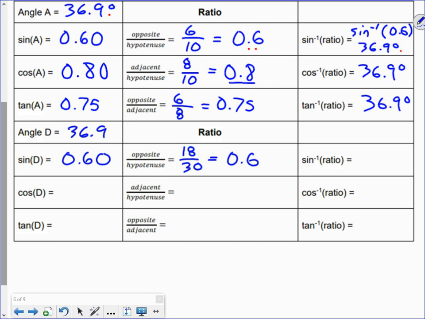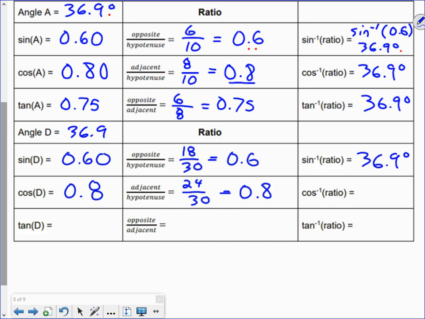Okay, so the ratio doesn't depend on the lengths of the sides. It's entirely dependent on what this angle is. If this angle is the same, that ratio of the sides is going to be the same, even if the sides are different lengths. And of course, we can get our angle back by doing the inverse sine. Cosine, the ratio is going to be the same as it was for angle A, 0.8. And again, even though the sides are longer, they're going to be in the same ratio.